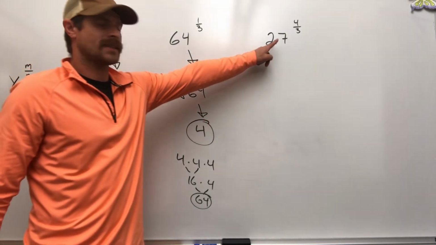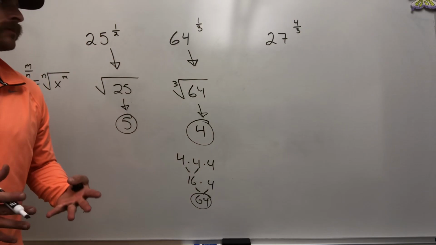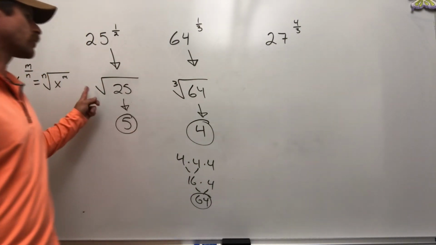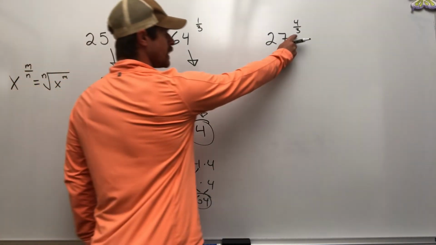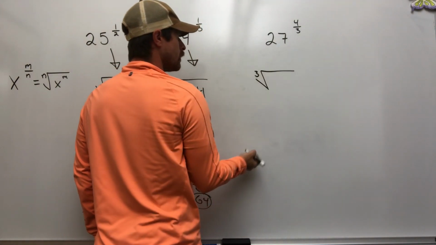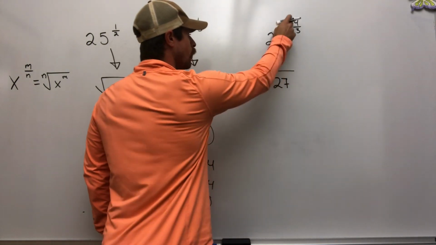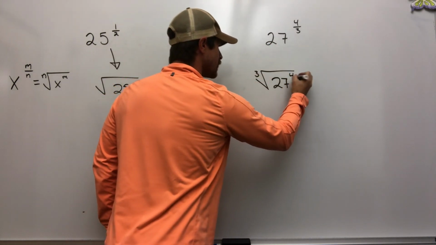Now we go to this last and final one, which we have a numerator that's not 1. So it changes things up a little bit, right? We can't just take the cube root or the square root of something. In this case, we're taking the cube root. So we're going to go cube root, 3 goes there. 27 comes down and goes right inside. And then the 4 needs to go up above the 27.